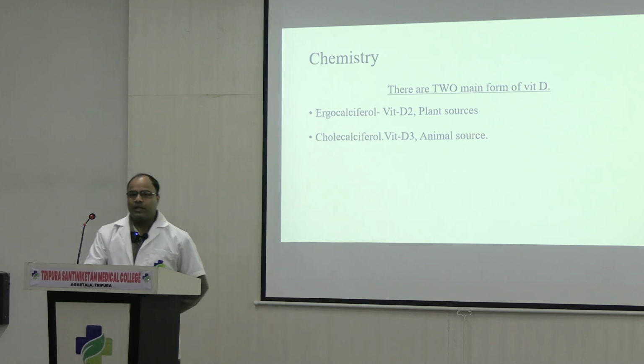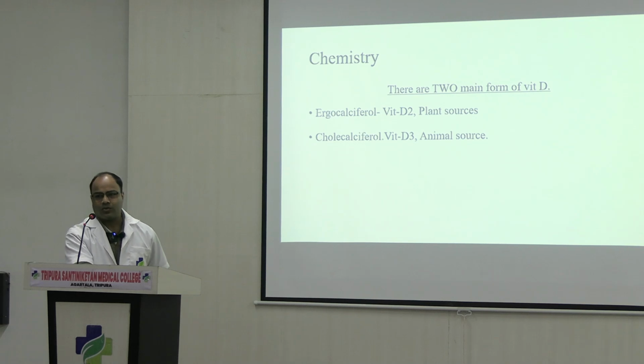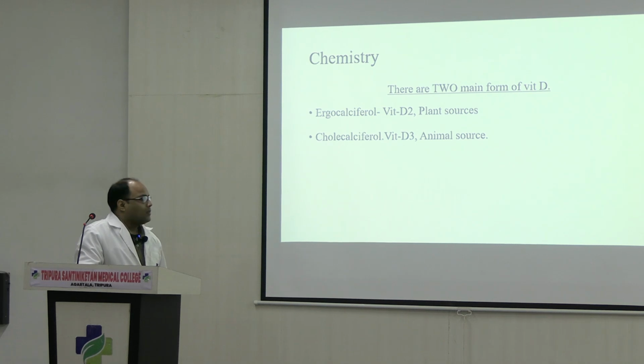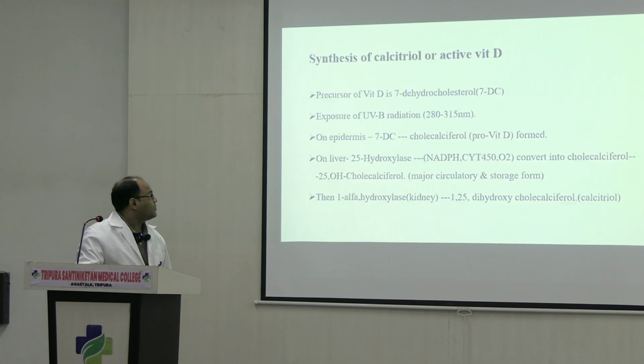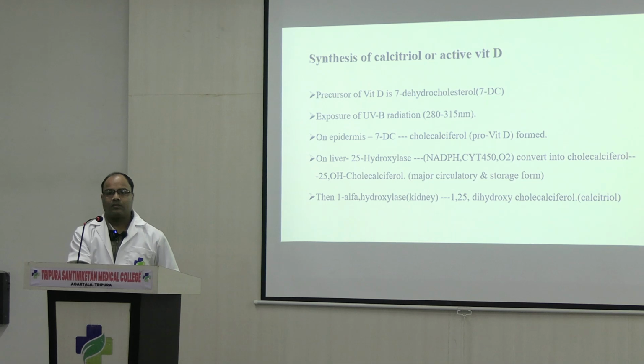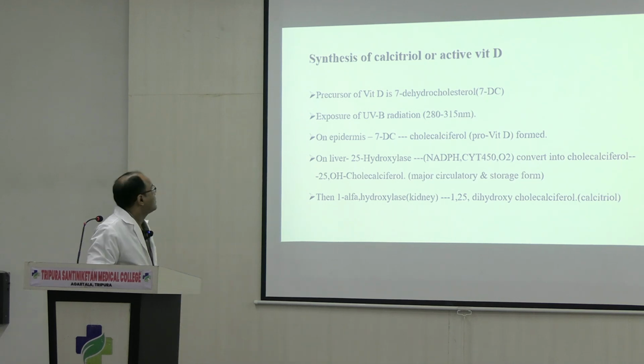There are two sources of vitamin D. One is plant source, another is animal source. Plant sources are ergocalciferol, also called vitamin D2, and cholecalciferol, vitamin D3. There is an animal source. Vitamin D is also called the sunshine vitamin. Its synthesis starts from the skin, the epidermis of the skin.